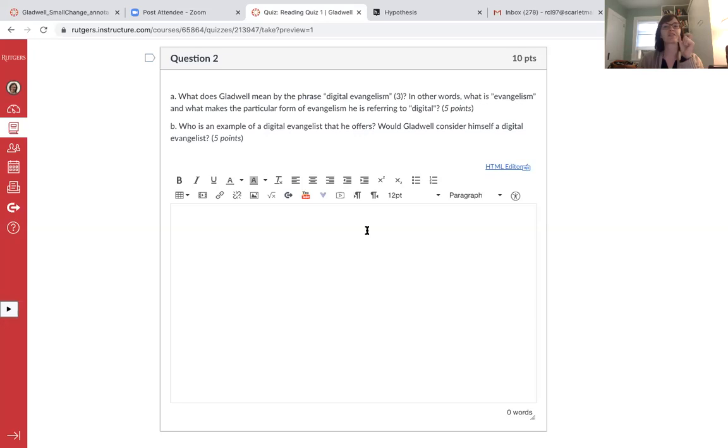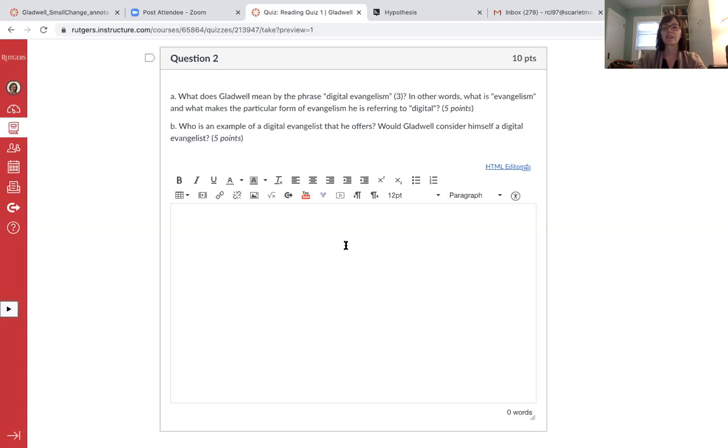But the fact that he brings evangelism, there's so much packed into that word choice, right? So again, it suggests that they're believing in it like a religion, et cetera. So spelling that out will give you a nice full 5 points. Okay, and then B, so who is an example of a digital evangelist that he offers?